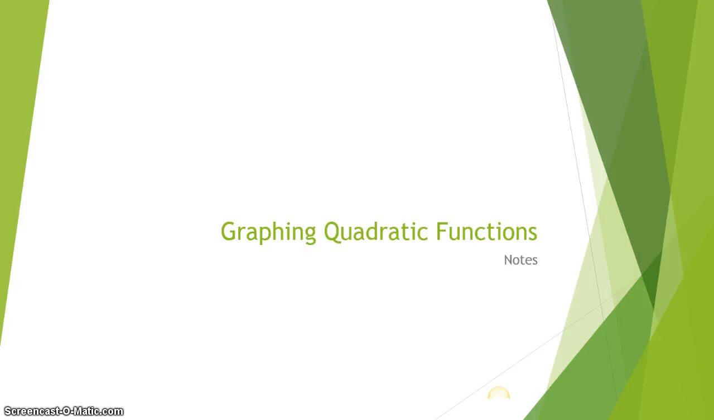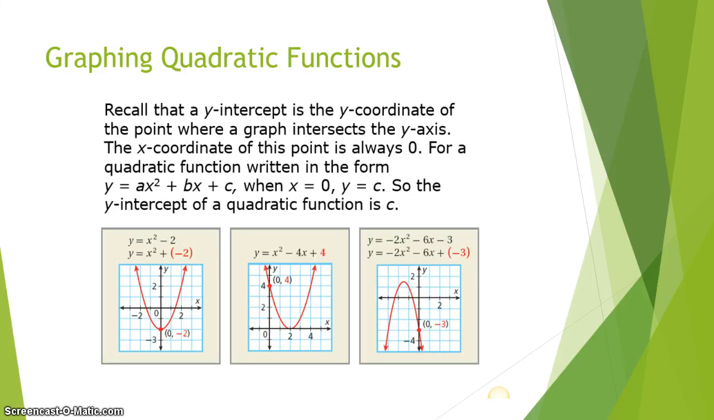Graphing quadratic functions. For this section, we're going to be looking at quadratic functions and determining the axis of symmetry, the y-intercept, the vertex, and getting into the graphing of parabolas. So it says here, recall that a y-intercept is the y-coordinate of the point where a graph intersects the y-axis.